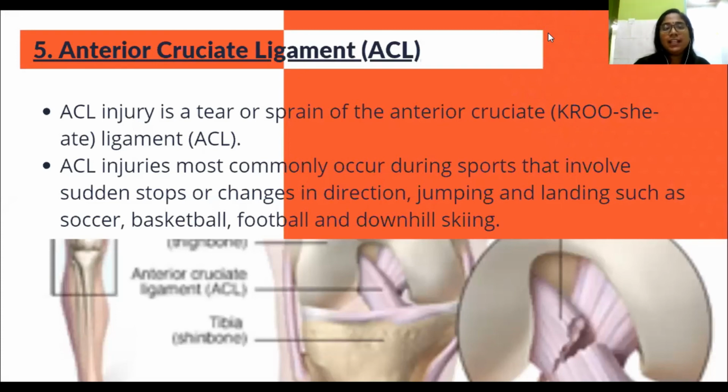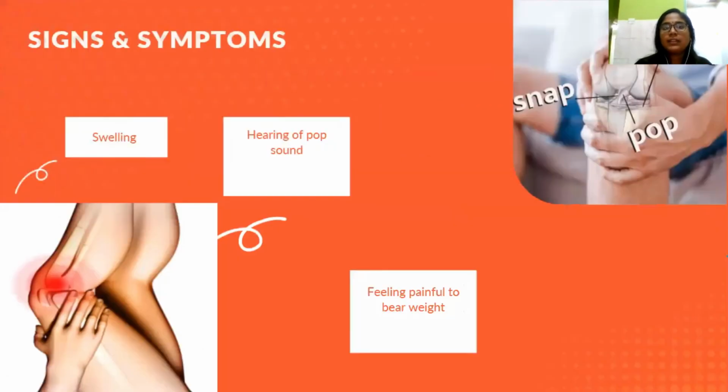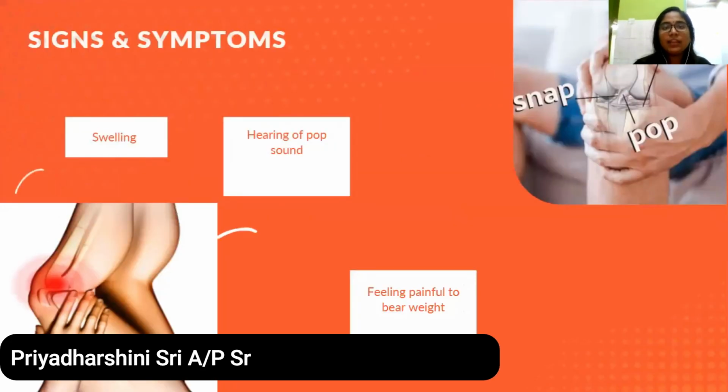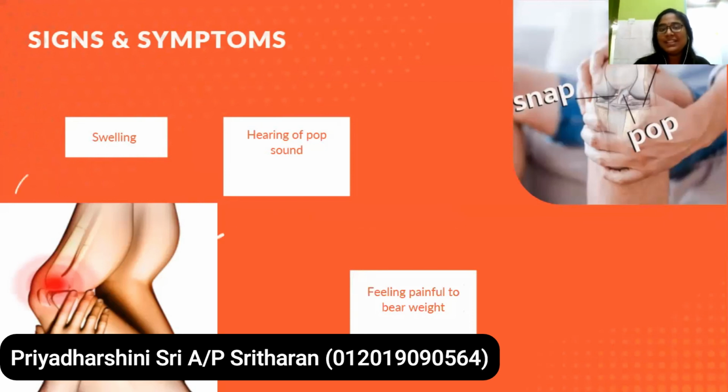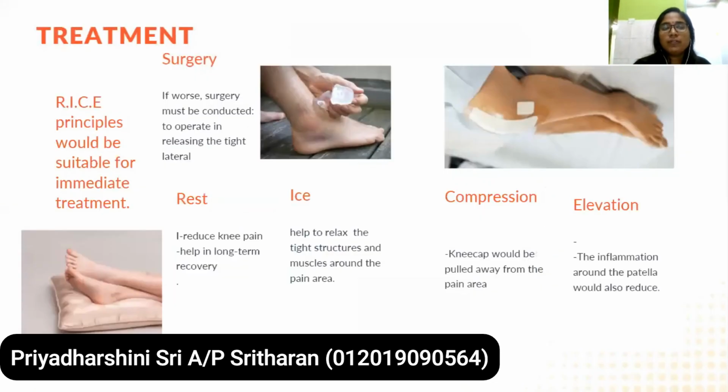ACL injuries most commonly occur during sports that involve sudden stops or changes in direction, jumping, and landing, such as soccer, basketball, football, and downhill skiing. The signs and symptoms of ACL injury are swelling, hearing a pop sound in the knee, and feeling pain when bearing weight. Treatment for ACL is actually the RICE treatment, which is also used for other injuries as well.